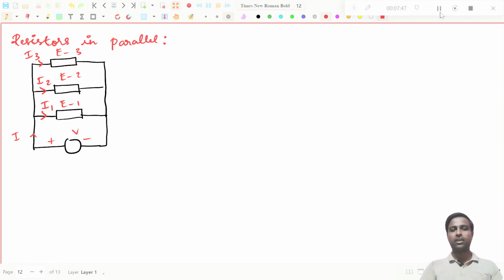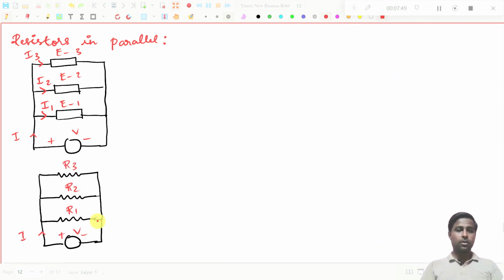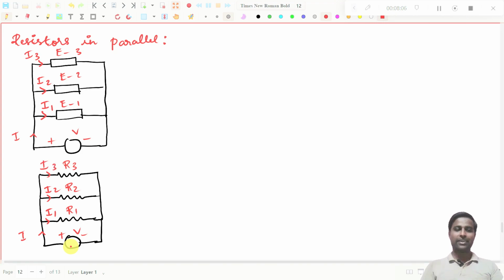So we will take a circuit with resistors and try to find the equivalent resistance. Now you see we have taken a circuit with three resistors connected in parallel to the voltage source. So this one will be I1, this one will be I2, and this one will be I3, right?